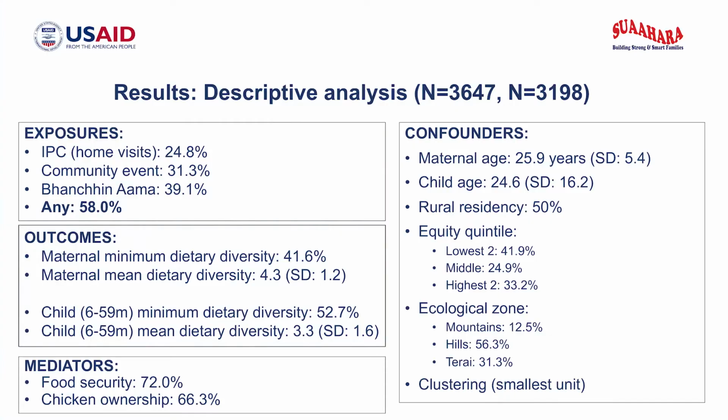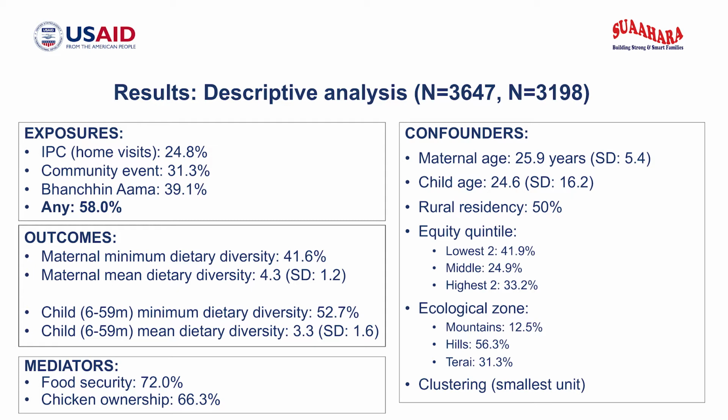What you can see here is that as of 2018, which was 2 years into the interventions happening in these areas, 60% had been exposed to at least one intervention component with variation by type of intervention that exposure had happened to. For the outcomes, what you can see is that we have about half of the population, slightly less for mothers than for children, who are meeting the standards for minimum dietary diversity.